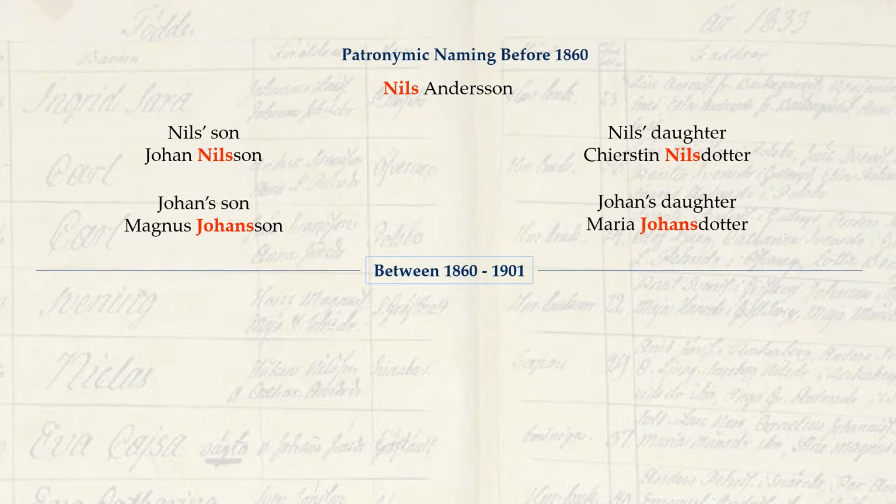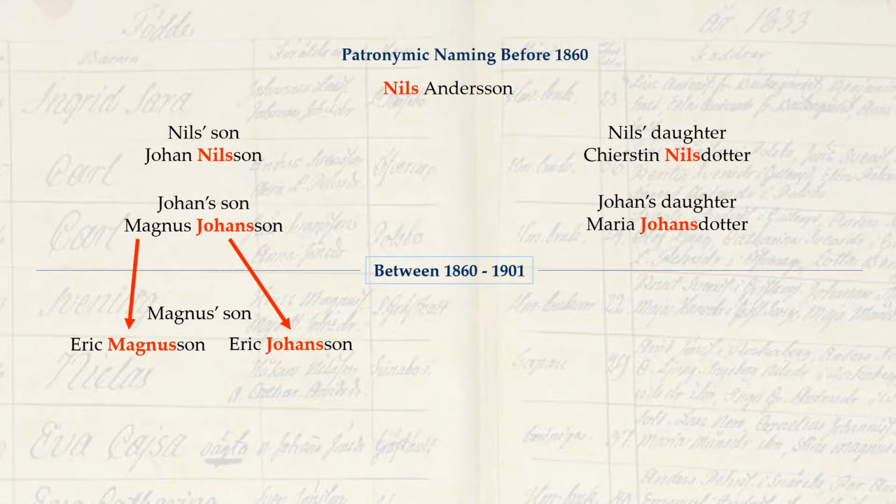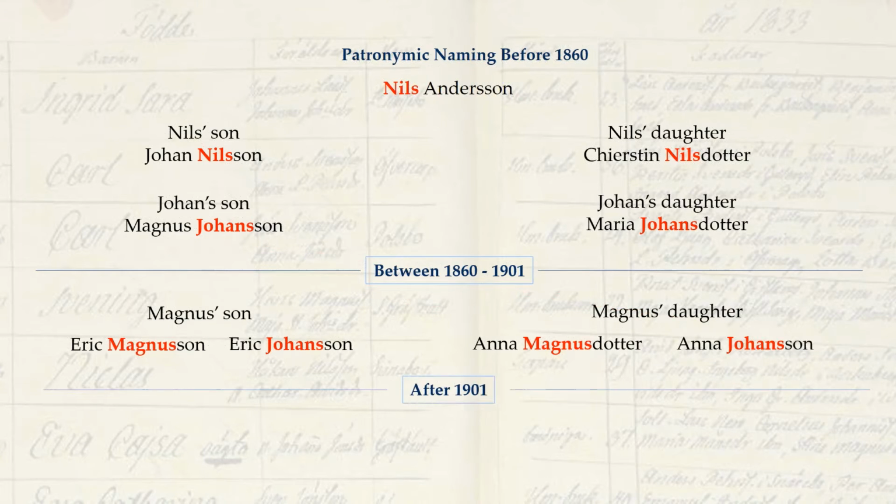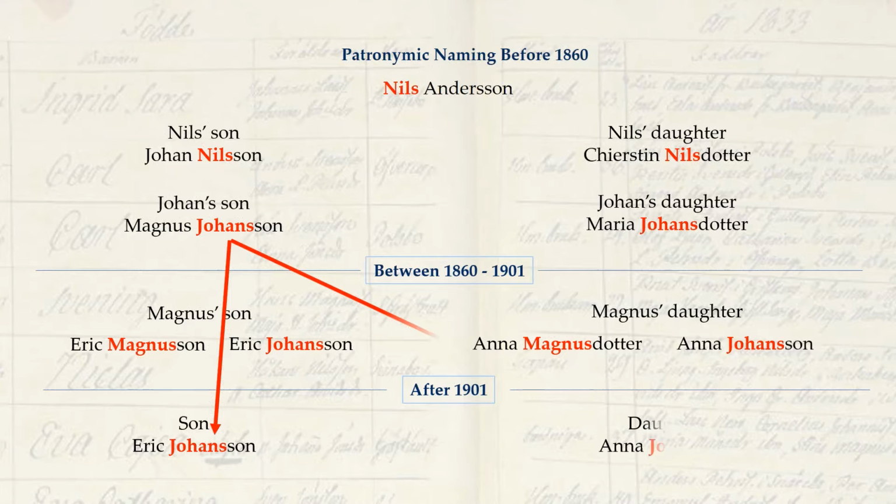Now, between 1860 and 1901, it could have gone either way. If Magnus had a son, he could have been called Eric Magnusson, the patronymic naming, or he could have taken his father's surname, Eric Johansson. Same thing with his daughter. She could have either been called Anna Magnus' daughter or Anna Johansson. And then after 1901, usually they took the father's surname, in this case, Eric Johansson and Anna Johansson.